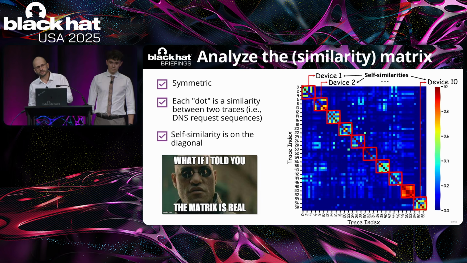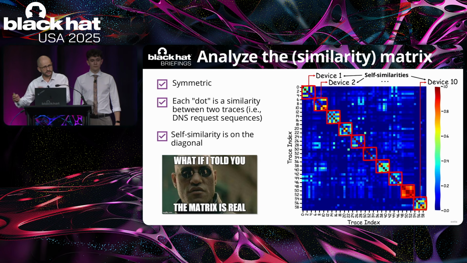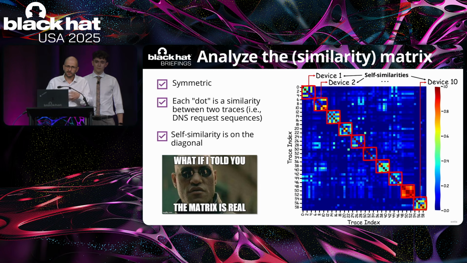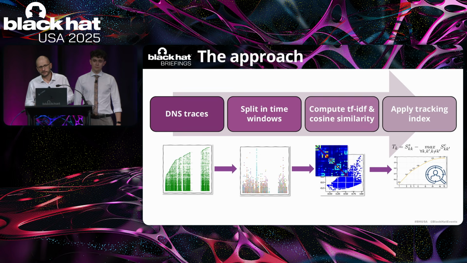Each dot in this matrix represents a similarity computed on 2 DNS traces. The brighter the color, the more similar are 2 traces. As we can see, we have very bright colors on the diagonal, where we have device self-similarity computed for several example devices, namely the similarity between traces taken from the same device. As we can see, colors are brighter because the traces are more similar for each device, and this means that these devices can be distinguished from other devices in this pool. So there is hope for this approach.